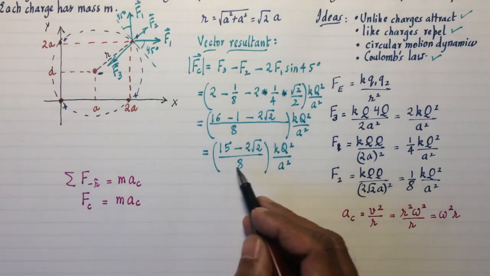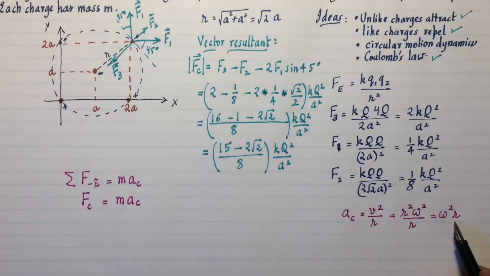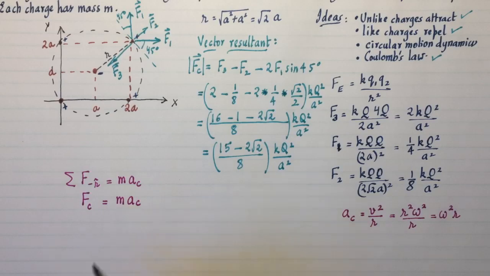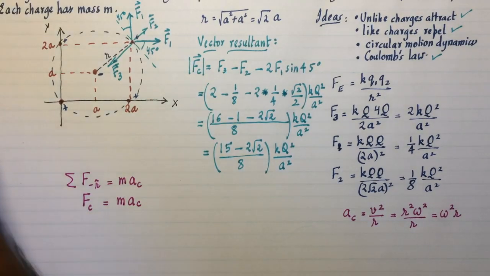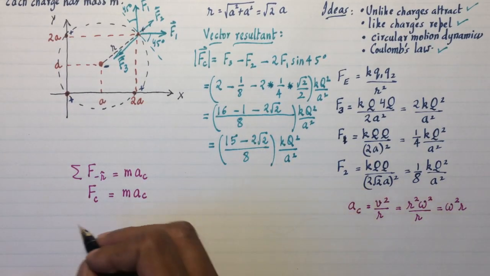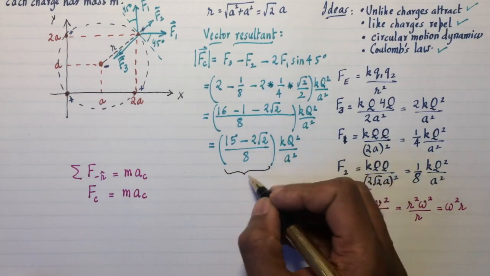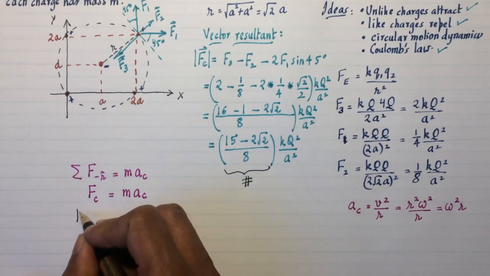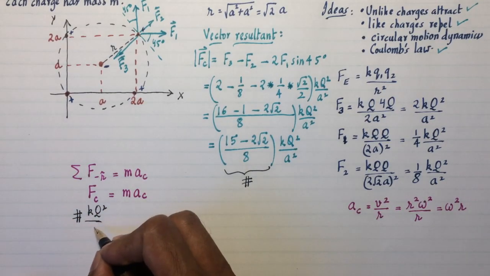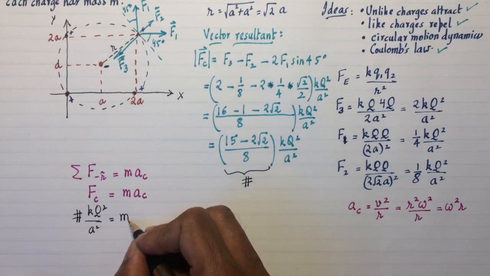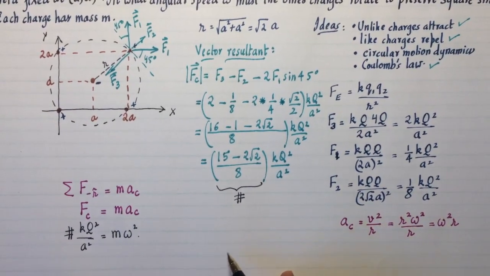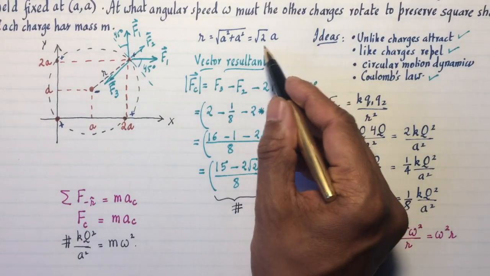I'm now going to substitute what I have here. So the mass of the charge is m, so I'll leave it just like that. So the final step of the problem is to put that. Now I'm just going to call this number. So number times KQ squared over A squared is equal to mass times omega squared times r, which is right here, root 2 A.